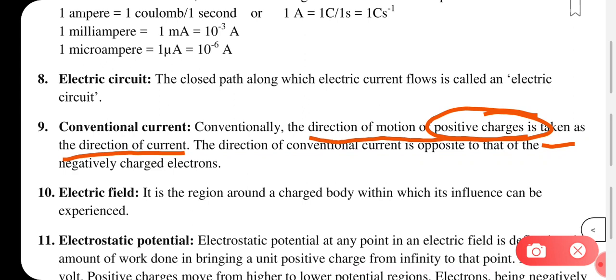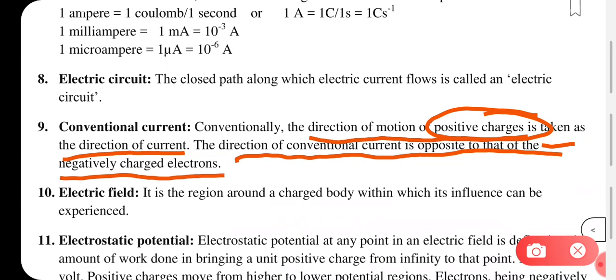So we say it is actually the direction of the motion of the positive charges, in the direction opposite to the flow of electrons. That is taken conventionally, it is considered as the direction of flow of current. So the direction of conventional current is opposite to that of the negatively charged electrons. Fine. So this thing you should know.